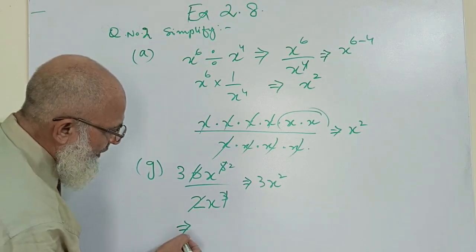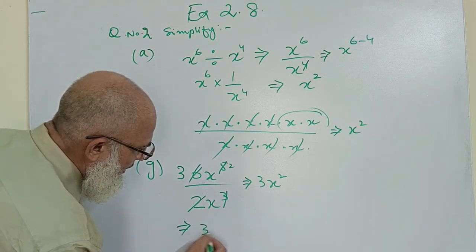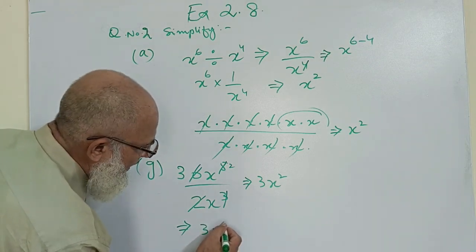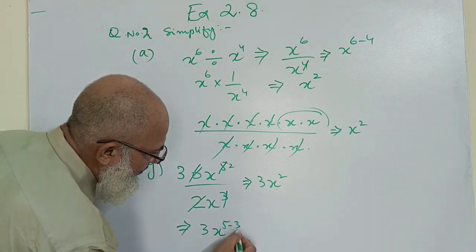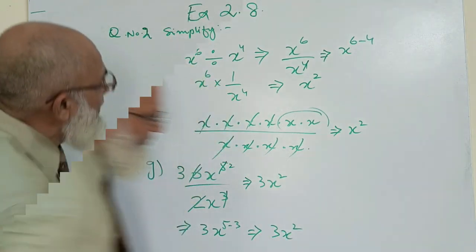Now 2 has already been solved. Now it has become 3x^(5 minus 3). So it will become 3x square.